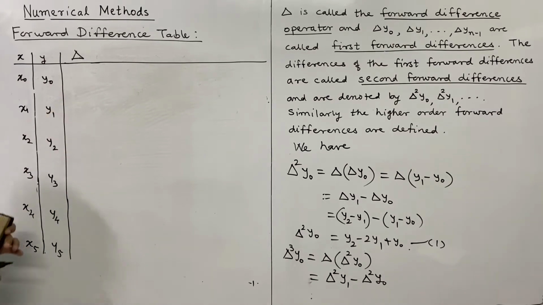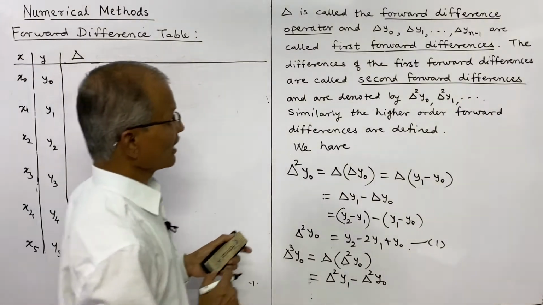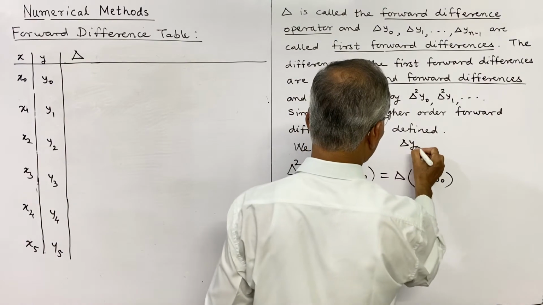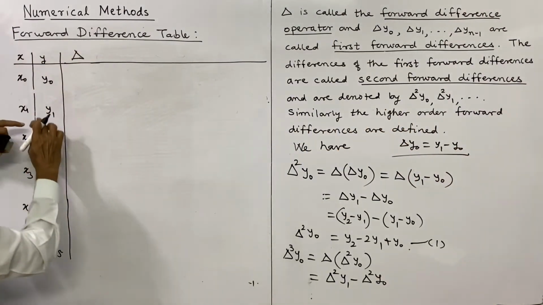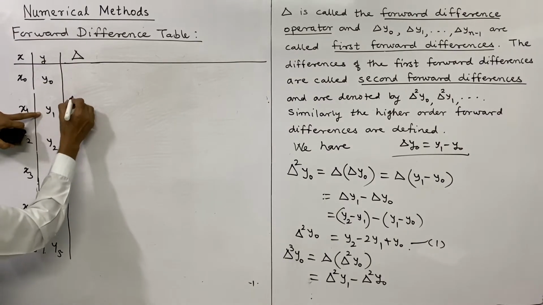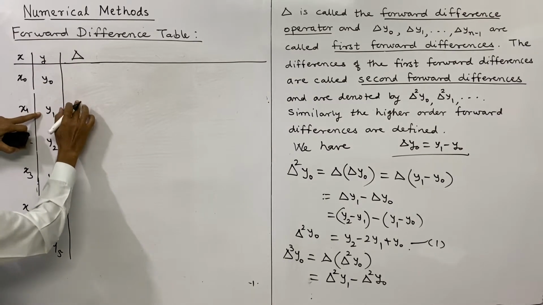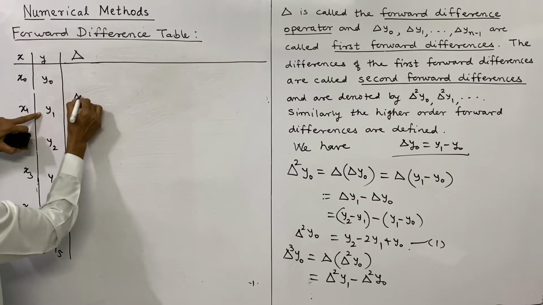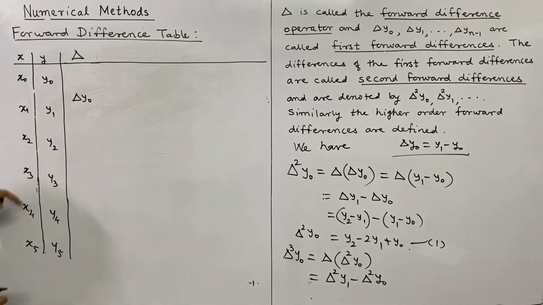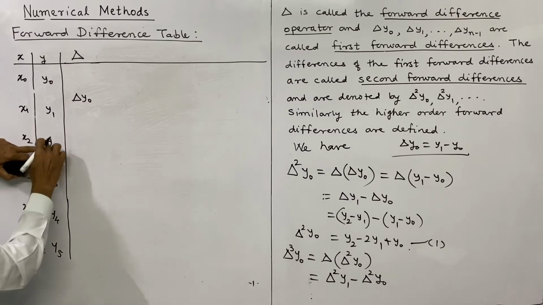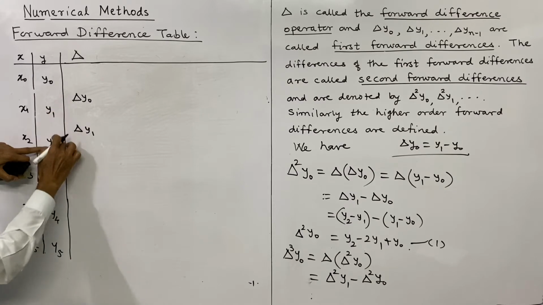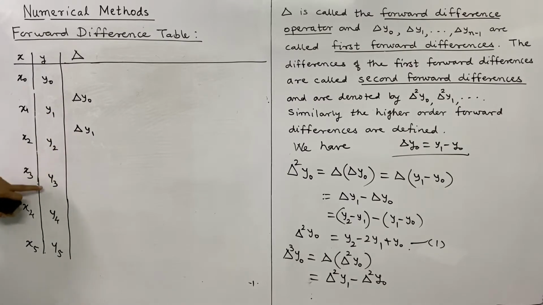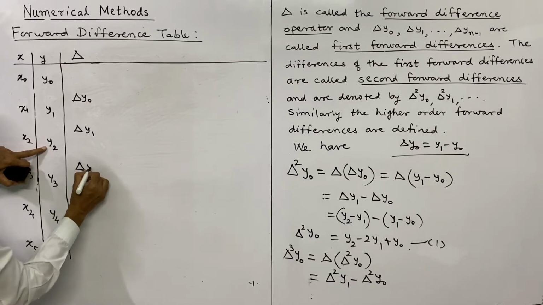Now the first difference is written here as delta y0. Delta y0 is y1 minus y0. So this is y1 minus y0. The difference is delta delta y0. So this is delta y0, the difference between these two. Similarly, y2 minus y1 is delta y1, the difference of these two is delta y1, and the difference y3 minus y2 is delta y2.